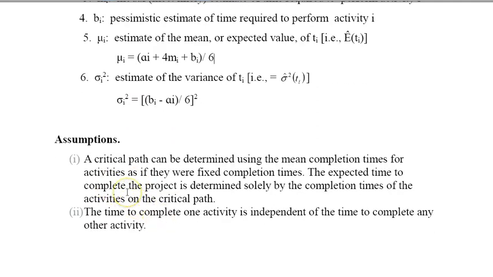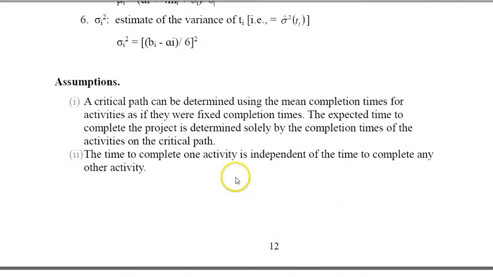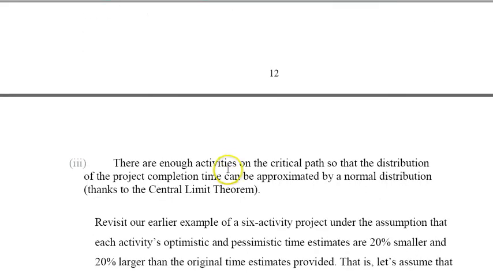We make certain assumptions in order to proceed with this. The critical path can be determined using the mean completion times for activities as if they were fixed completion times. So the expected time to complete the project is determined solely by the completion times of the activities on the critical path. We're just taking the means. The time to complete one activity is independent of the time to complete any other activity. These assumptions really allow us to proceed.